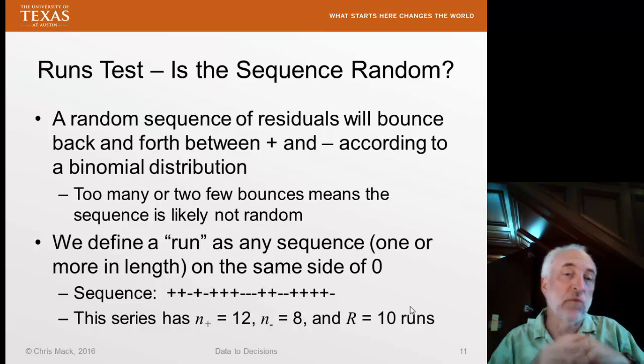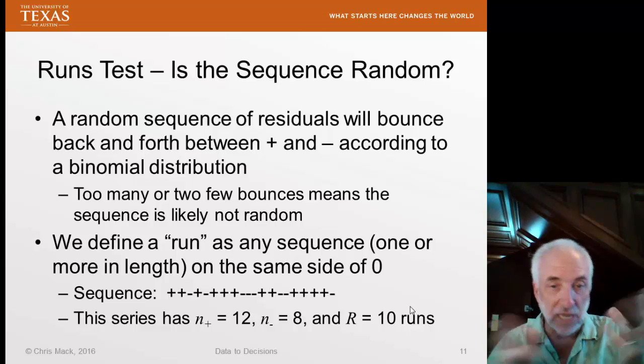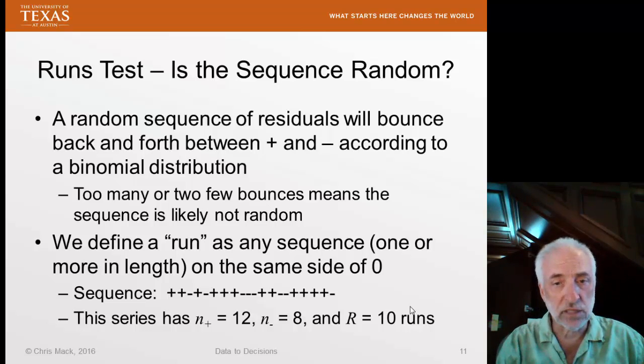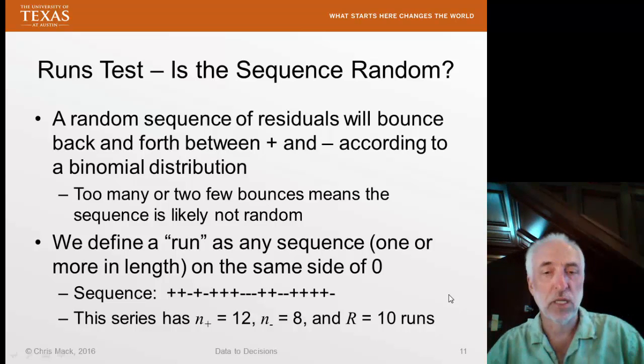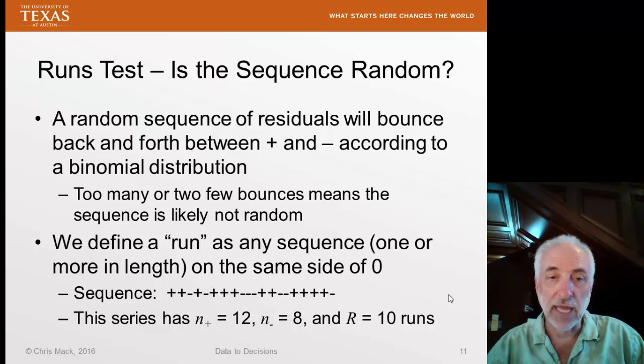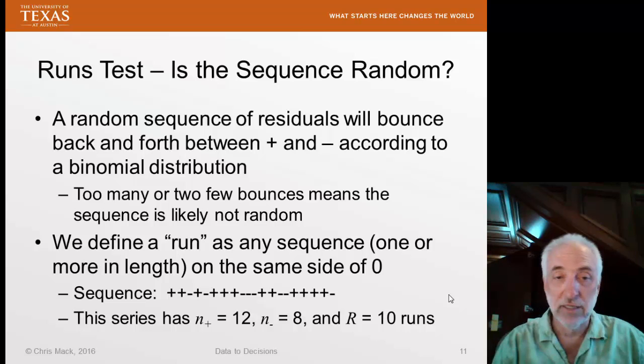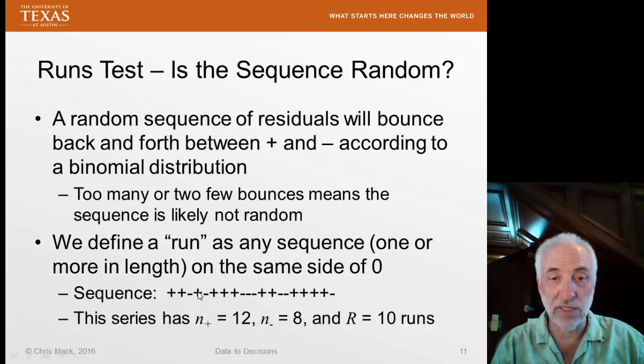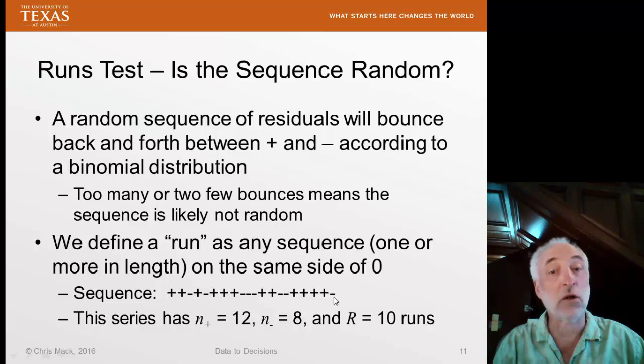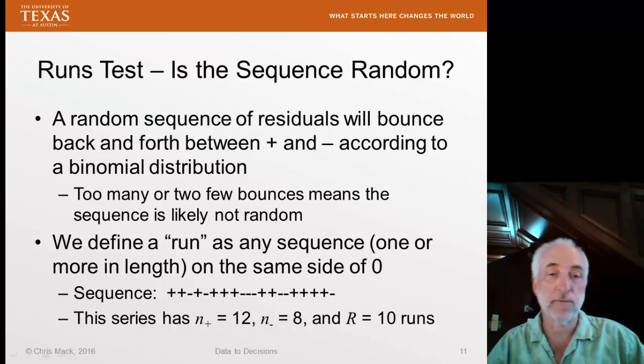So we take our data and we simply assign the sign, plus and minus. Here's a sequence, for example. First two residuals were plus, the third residual is negative, fourth residual is plus, etc. You'll count and you'll see that there are 12 pluses, there are 8 minuses, and there are 10 runs. A run would be these two. There's one run. This minus is a run. This plus is a run. This minus is another run. The 3 pluses make a run. The 3 minuses make a run. 2 pluses, 2 minuses, 4 pluses, and 1 minus. There are 10 runs in this sequence.